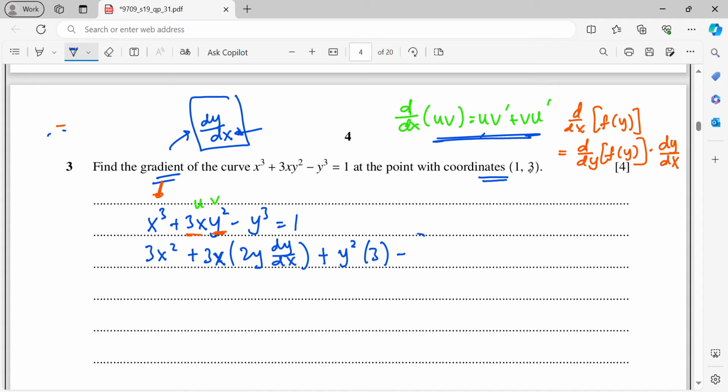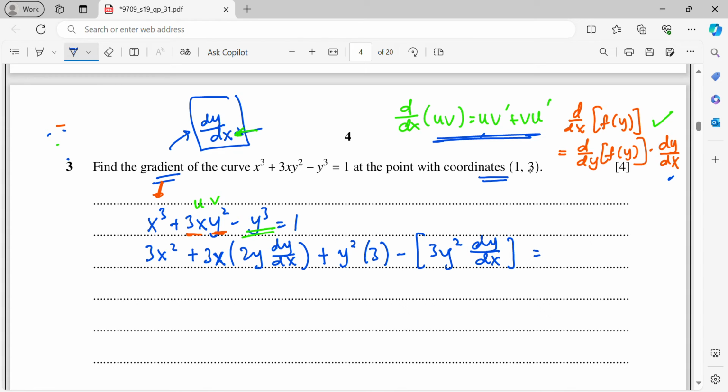Minus, now lastly, when you differentiate y cubed with respect to x, use this implicit differentiation formula. As usual, when you differentiate y cubed, that is 3y squared, because when you differentiate with respect to y, it is the same variable, so just differentiate directly. And then don't forget to times dy dx at the back.